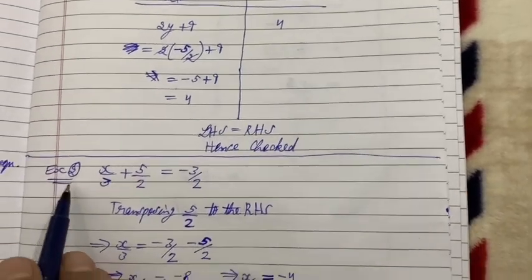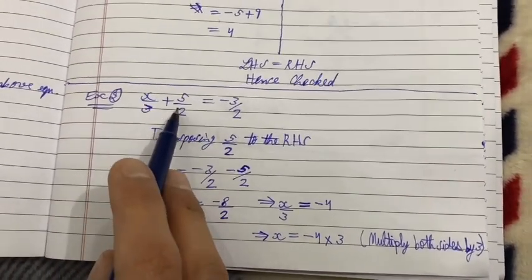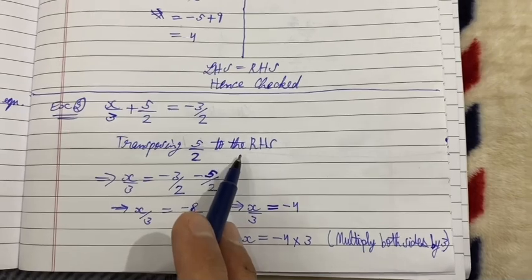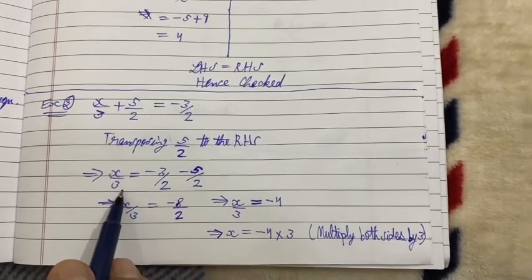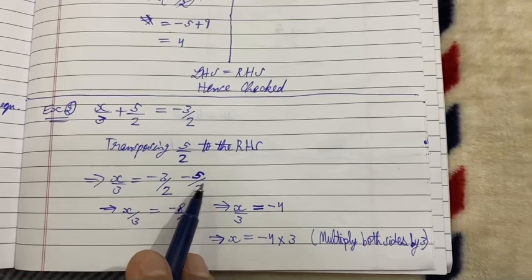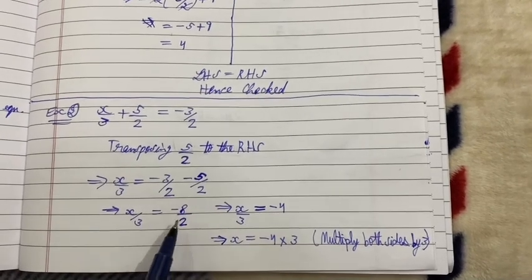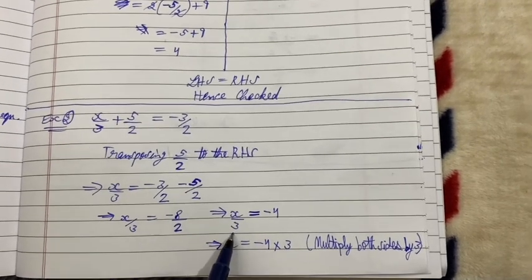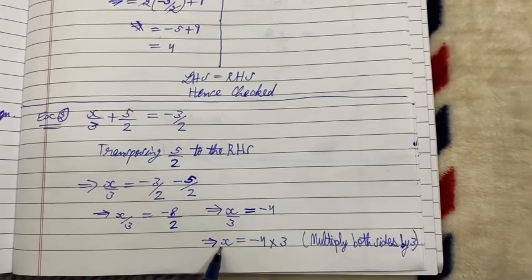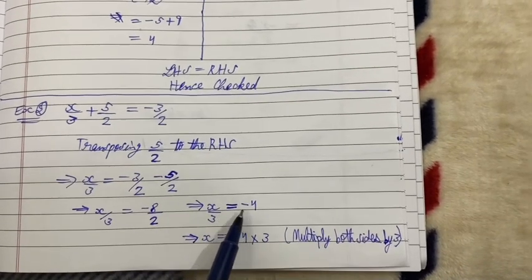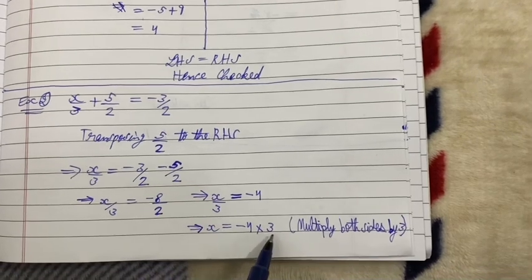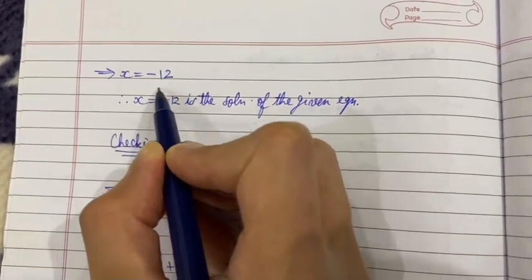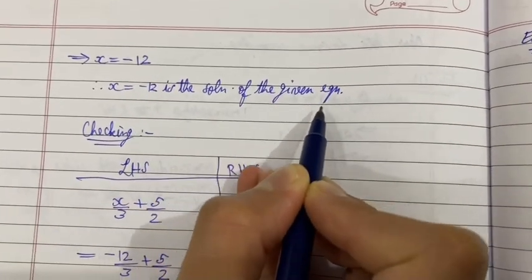Let's see another example. Example number 2. x by 3 plus 5 by 2 equal to minus 3 by 2. Transposing 5 by 2 to the RHS, x by 3 equal to minus 3 by 2 minus 5 by 2. x by 3 equal to minus 8 by 2. So x by 3 equal to minus 4. Now we'll multiply both sides by 3. So we'll get x equal to minus 4 into 3. So x will be minus 12. Therefore x equal to minus 12 is the solution of the given equation.